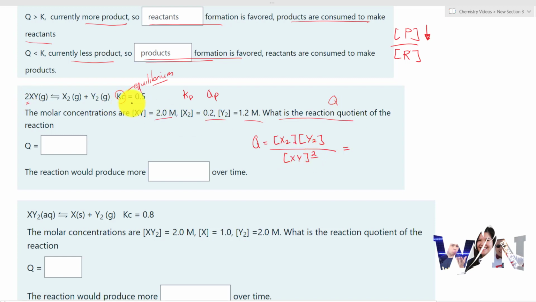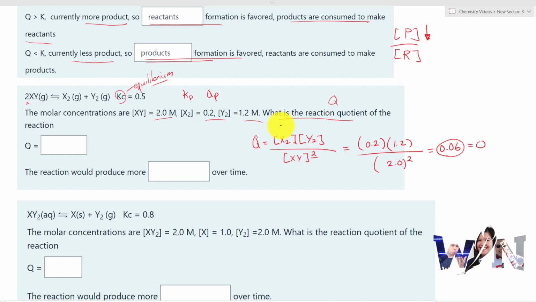Next, we just substitute in the values. So we have x, okay? In this case it is 0.2. Then y is equal to 1.2 divided by, what is xy? xy is 2.0 to the second power. So we plug this into a calculator: 0.2 times 1.2 divided by 2.0 to the power 2. That turned out to be 0.06, okay? Now, that's equal to Q.